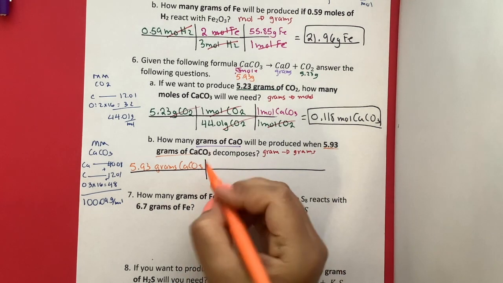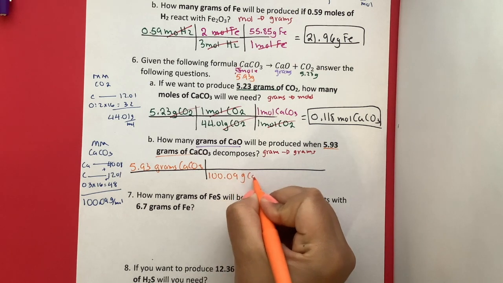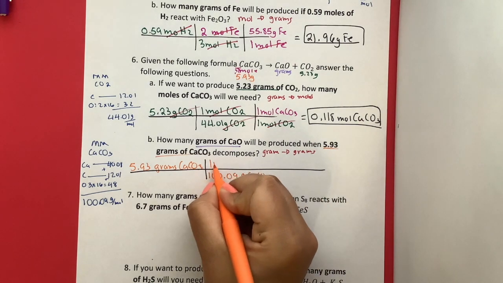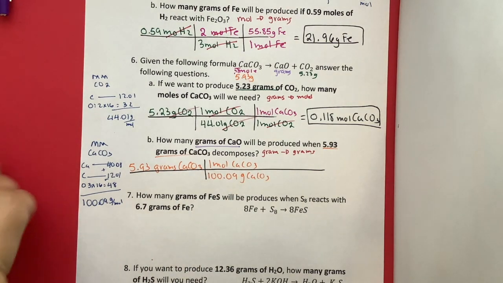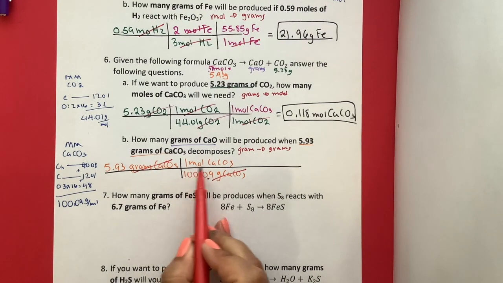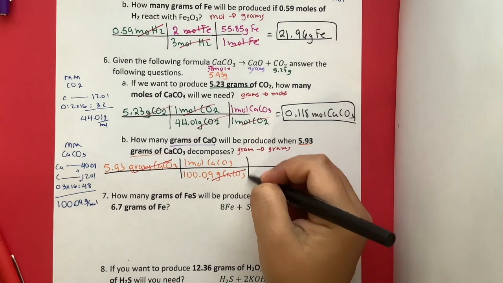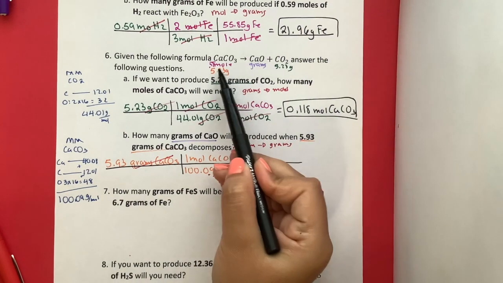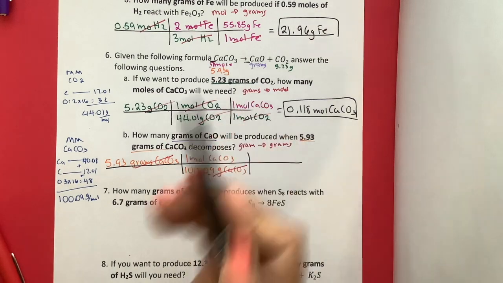So now I have 100.09 grams for every 1 mole of calcium carbonate. The grams of calcium carbonate are gone. Now I'm left in moles of calcium carbonate. Now my next step is going to be to use a mole ratio so that I could jump from one compound to the other. And here the ratio is 1 to 1.